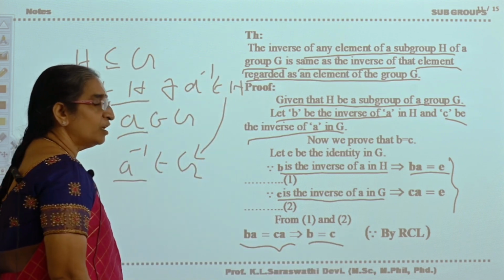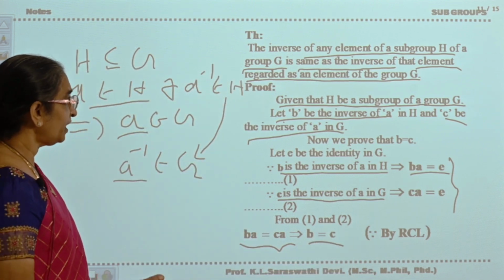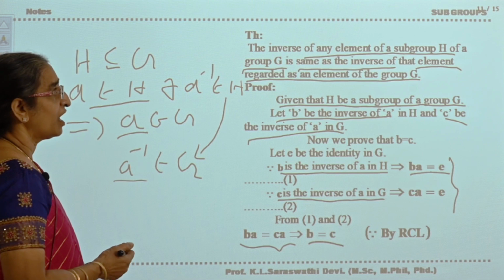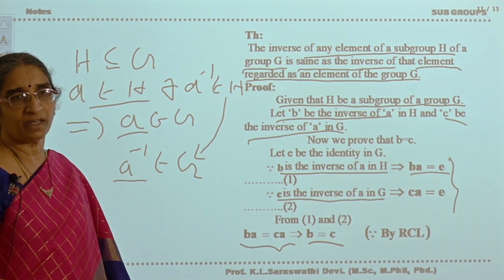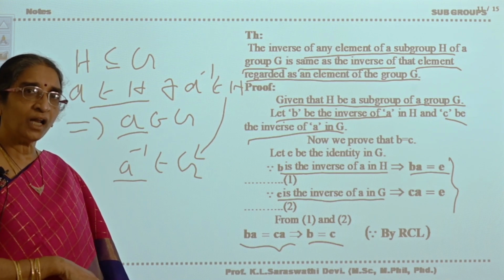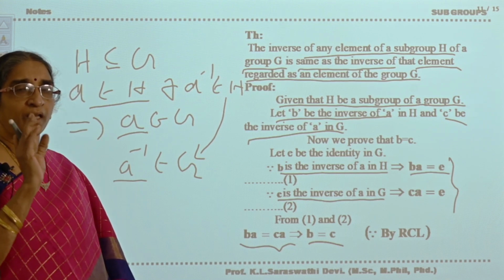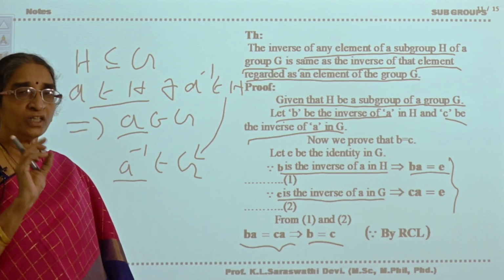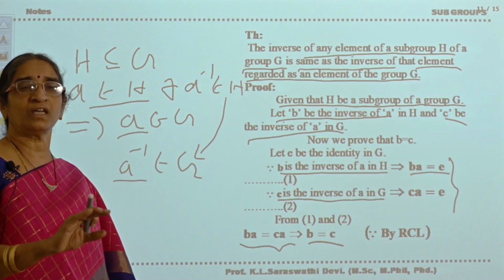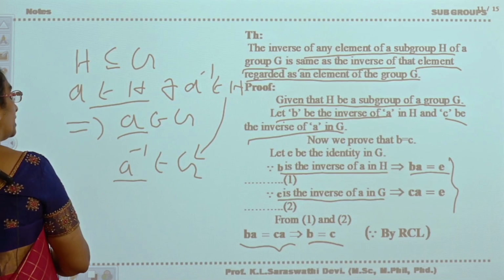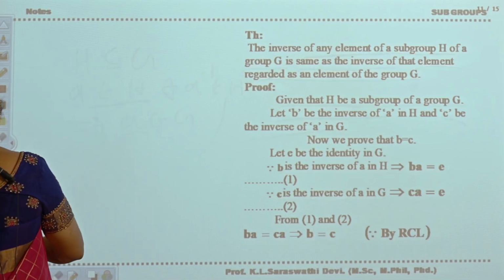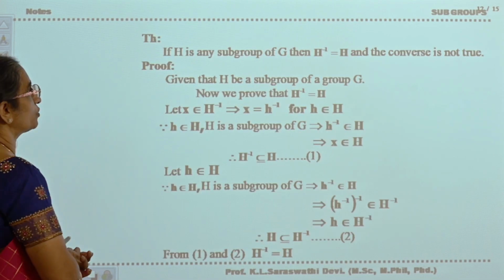What is B? B is the inverse of A in H and C is the inverse of A in G. Both are becoming equal. Therefore, any element possessing an inverse in H, that inverse will be the inverse of the same element in G also. Okay, the inverse of the element in the subgroup and the group will be the same. Now see the next one.